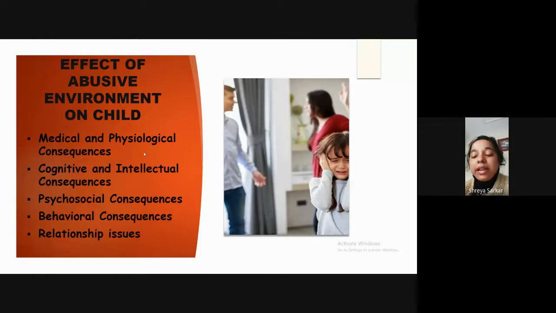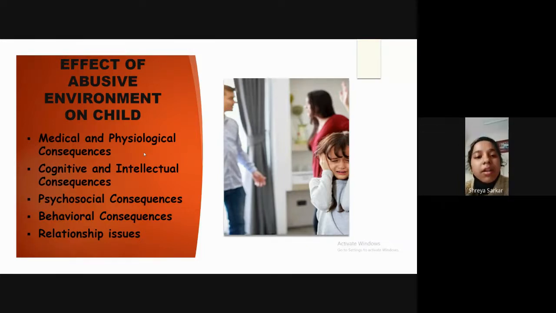So, it is also seen that there might be some kind of difficulty in forming or developing social attachments. There is a high possibility of suffering from attachment disorder, which is definitely a negative impact on the child's ability as well as a proper growth of the child.